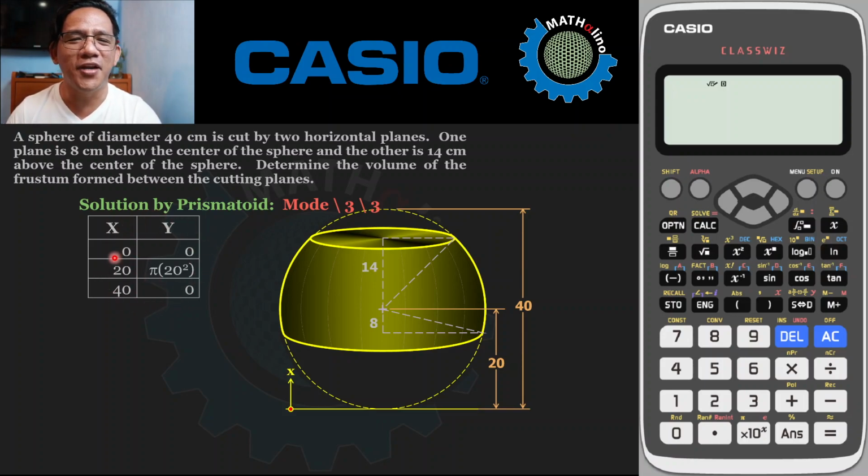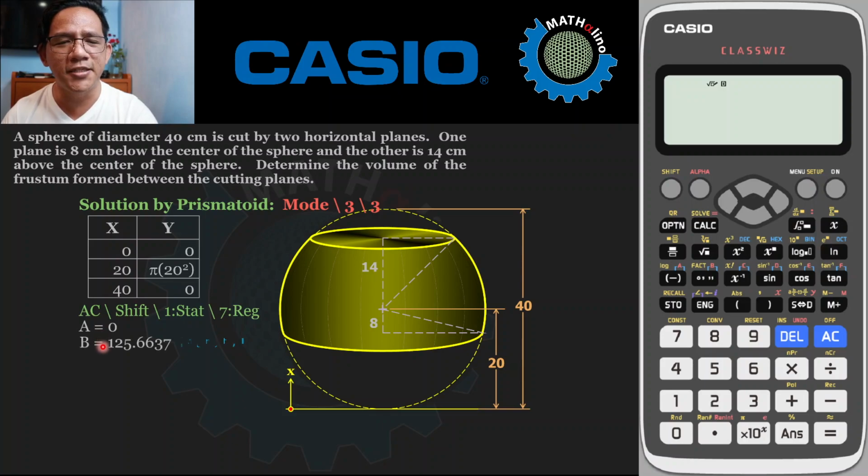Mode 33, volume by Prismatoid. Then we are going to find the values of A, B, and C, the definition of the equation of this volume. A is equal to 0. I will show you how to retrieve this A, B, and C. You can store B in the calculator's memory address, and C is also stored in a memory address. A you don't need to store because the value is 0.